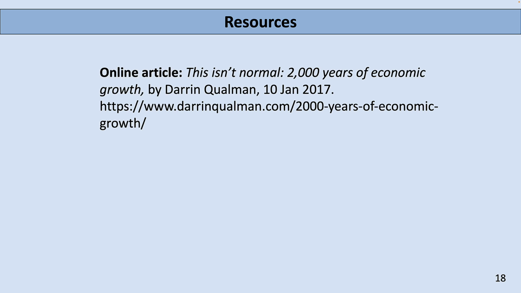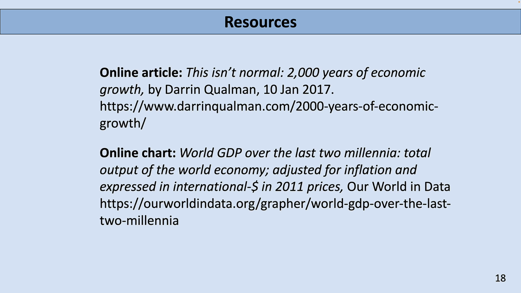Resources. First, an online article: This Isn't Normal, 2,000 Years of Economic Growth by Darren Qualman, 10 January 2017. And last, an online chart: World GDP over the last 2 millennia, total output of the world economy, adjusted for inflation and expressed in international dollars in 2011 prices. Our World in Data.